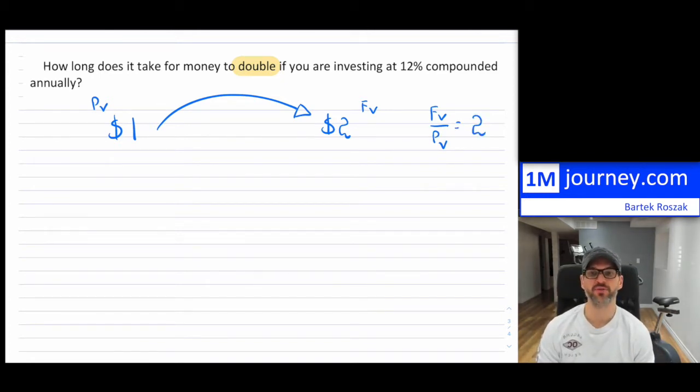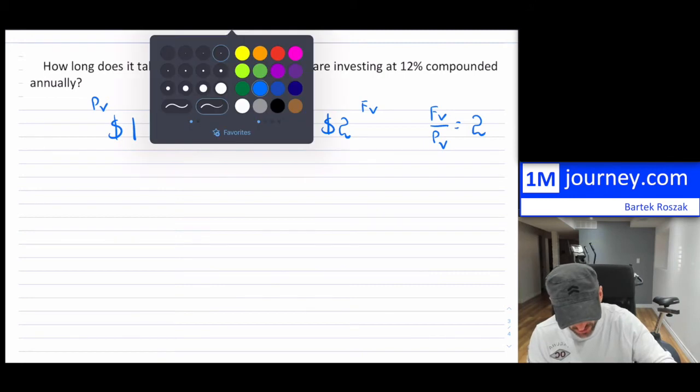If they gave you something like, how long does it take to triple? Then you make the future value 3. If they ask you to quadruple and so on, you set it accordingly. This actually isn't a bad question at all. We can simply use two methods.